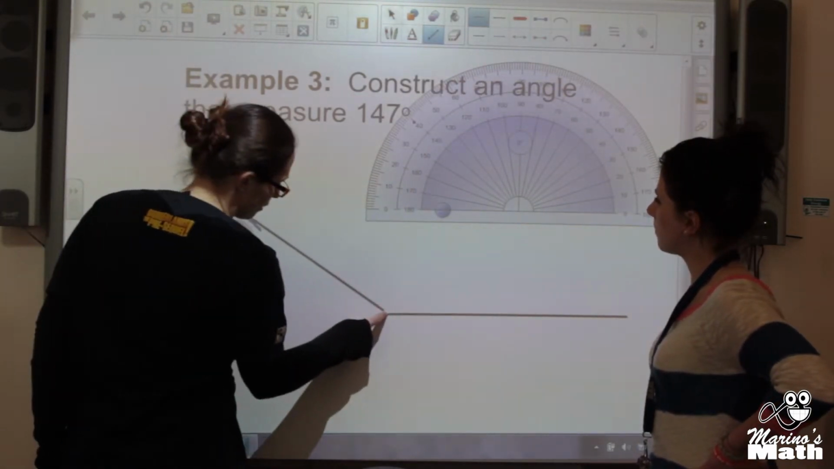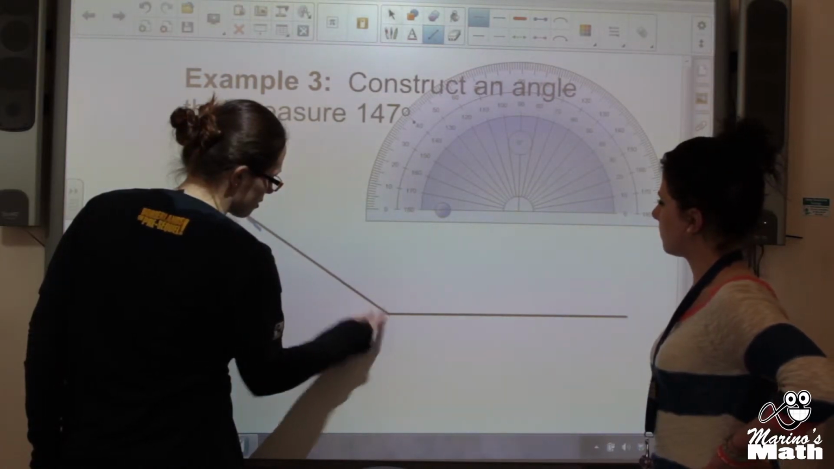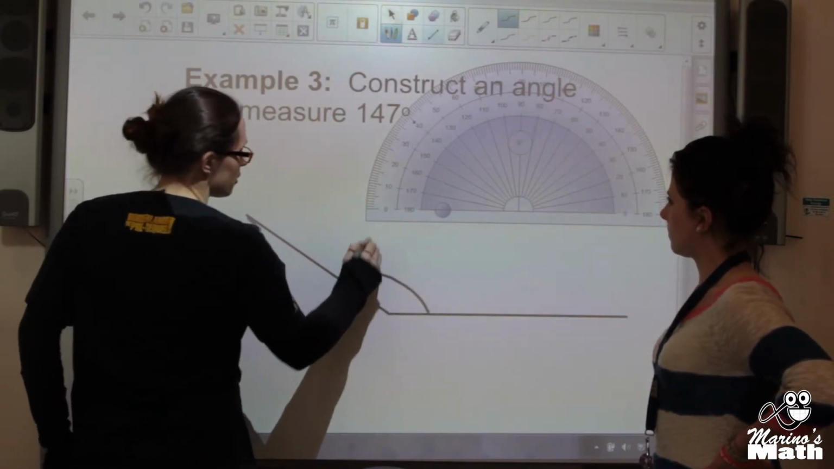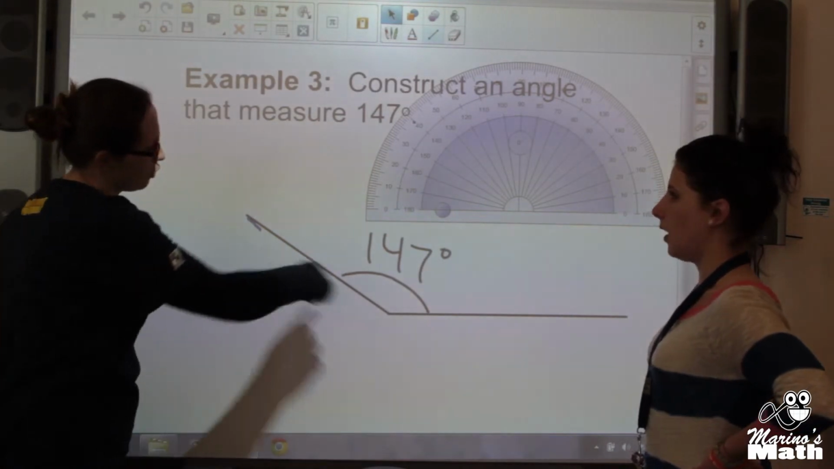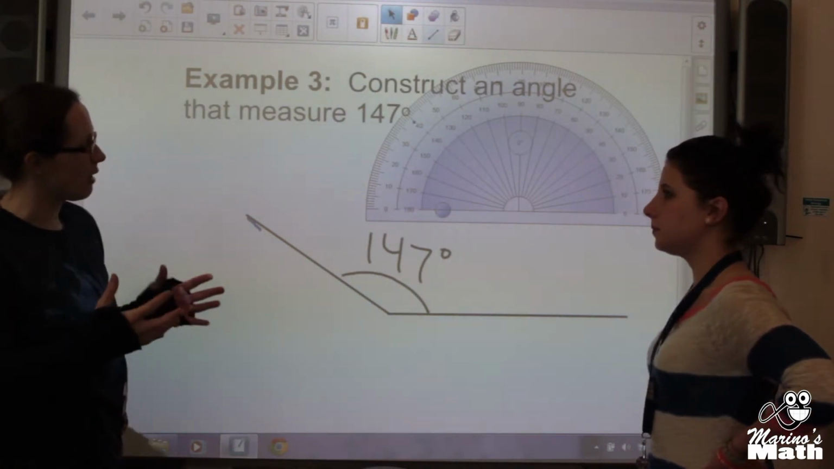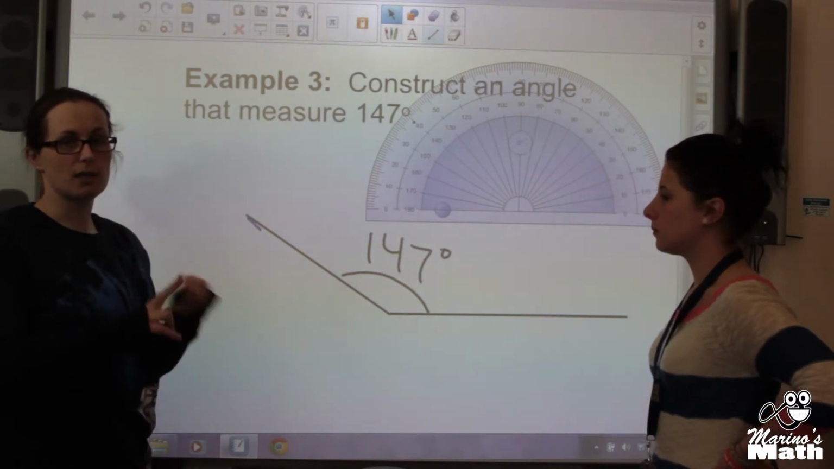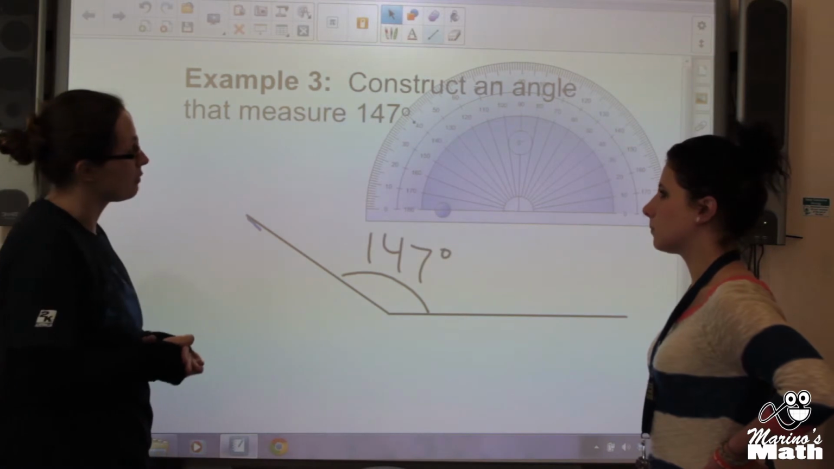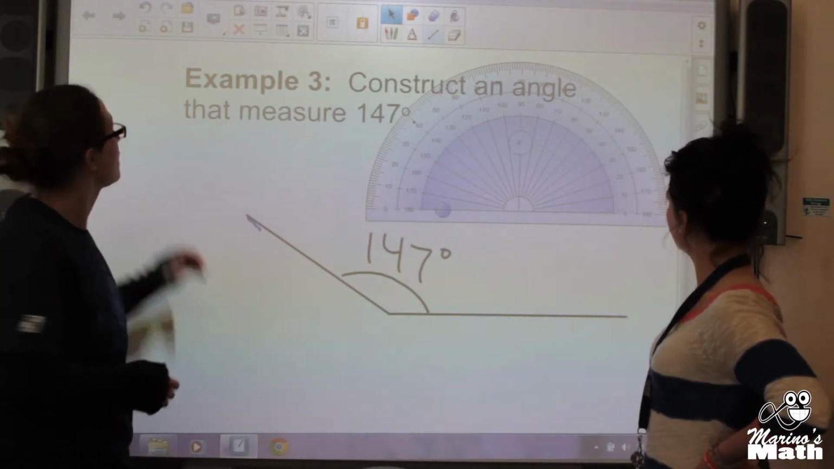Connect that up. And I have an angle measuring 147 degrees, and it should look about that. If you look at your angles, by looking at the degrees, you should know, is it right, is it straight, is it acute, is it obtuse? This is clearly an obtuse angle, so you know that you're on the right track. You can double check your work.